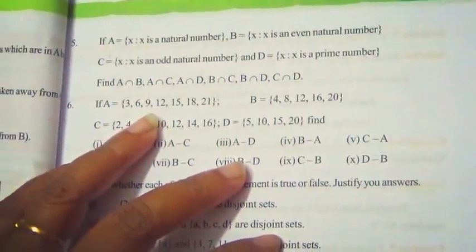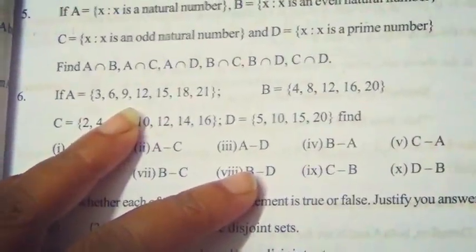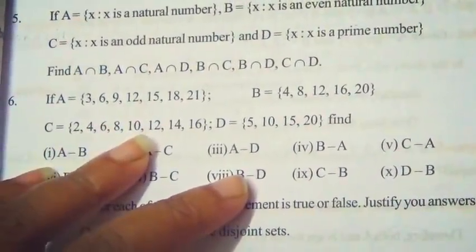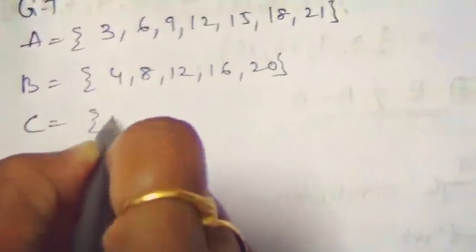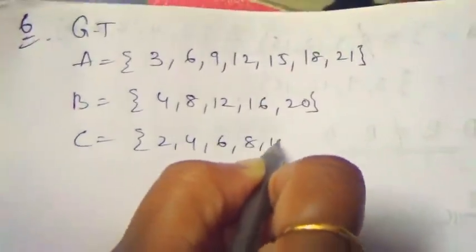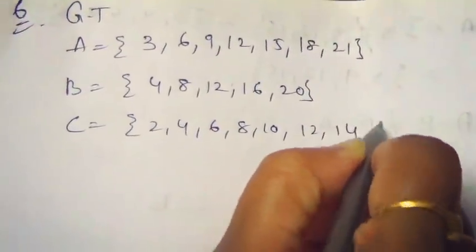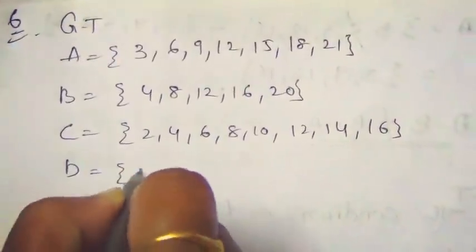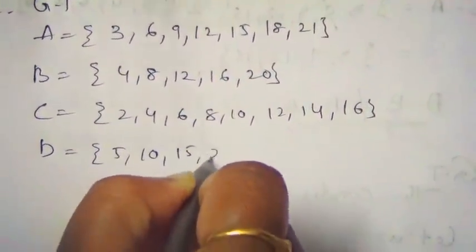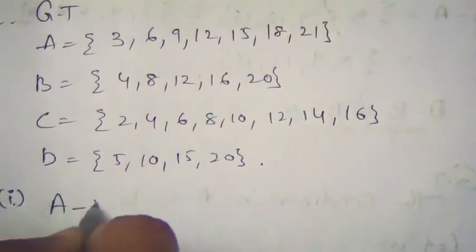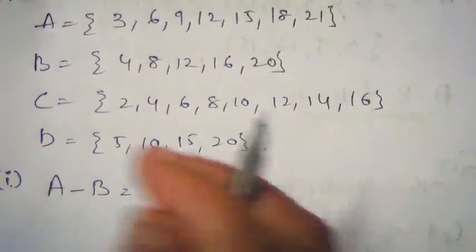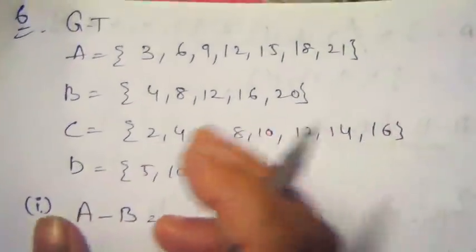Next, the sixth sum is also just like that. So in the sixth sum we have sets. It is given that A is equal to 3, 6, 9, 12, 15, 18, 21. B is equal to 4, 8, 12, 16, 20. C is equal to 2, 4, 6, 8, 10, 12, 14, 16. And D is equal to 5, 10, 15, 20. I think you can do these sums, A minus B. I'll show one sum. For the remaining sums, you just comment the final answer to me.